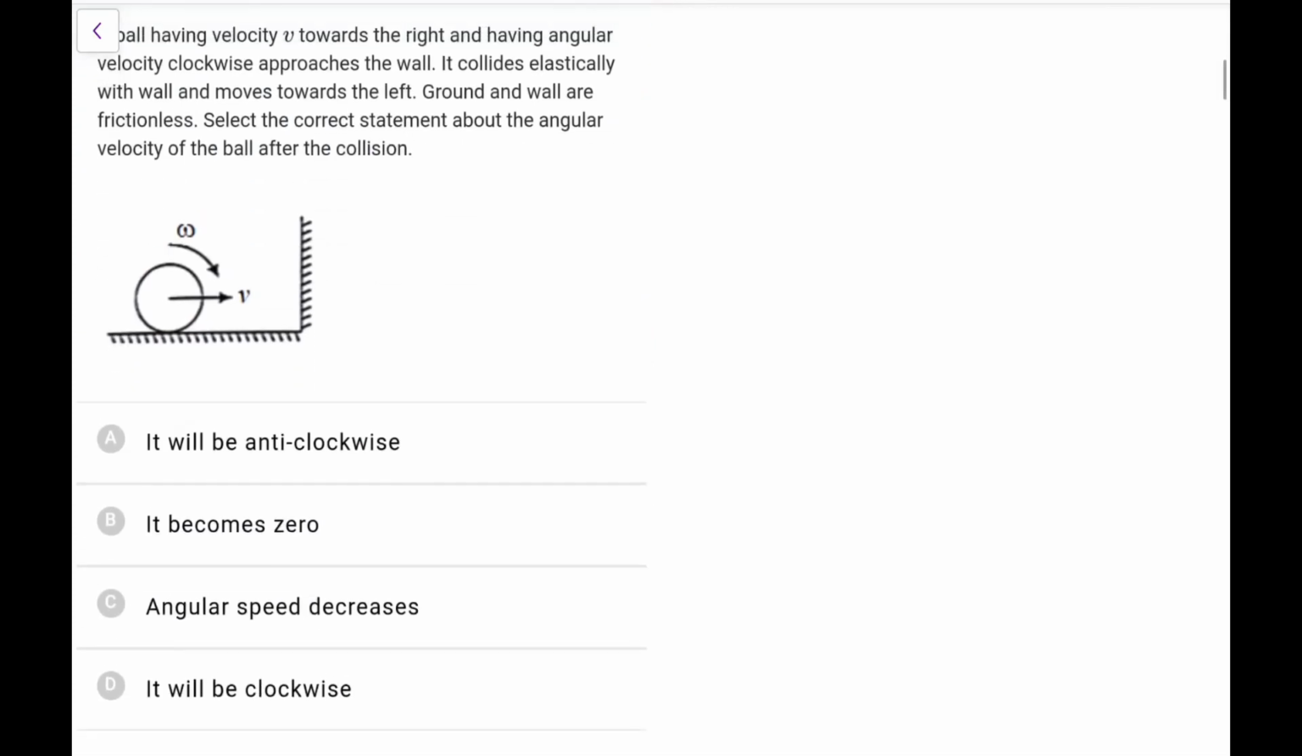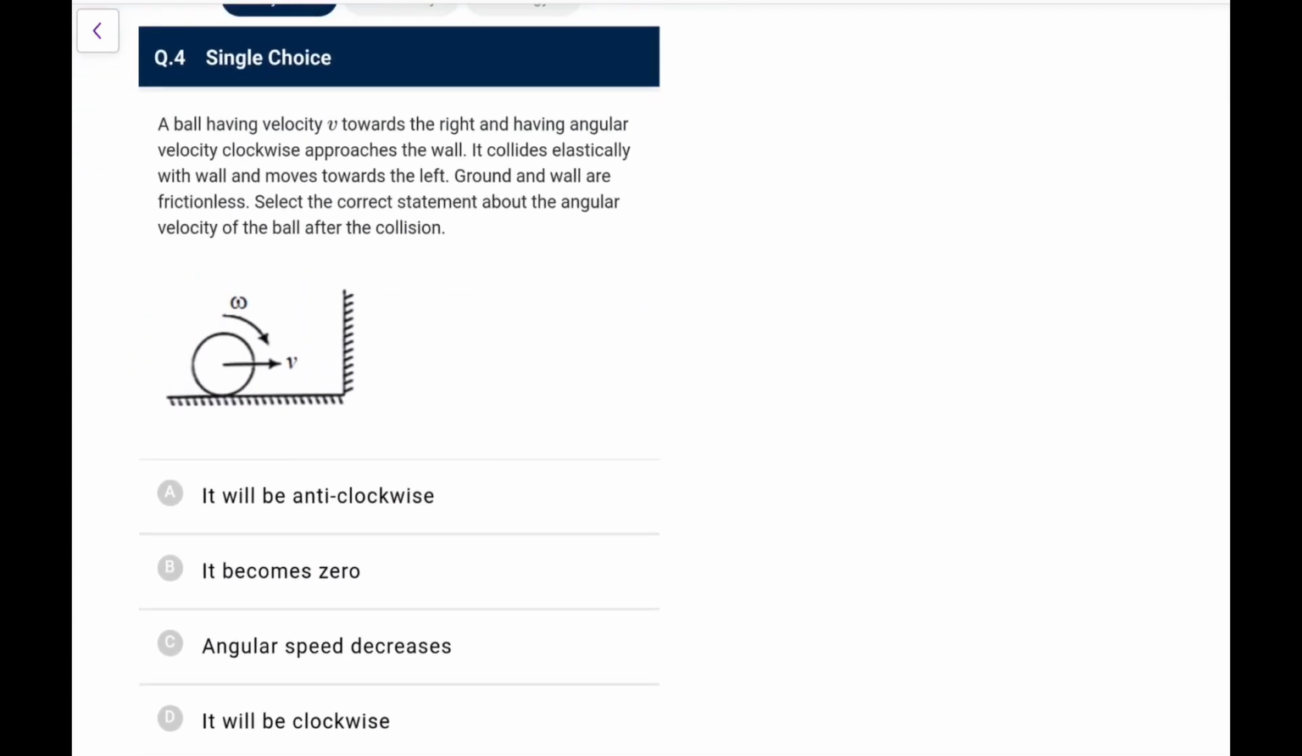Next one. A ball having velocity v towards the right and having angular velocity clockwise approaches the wall.